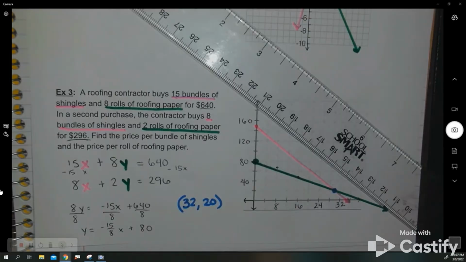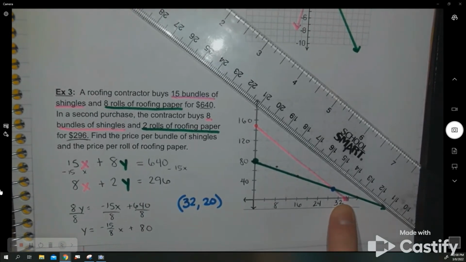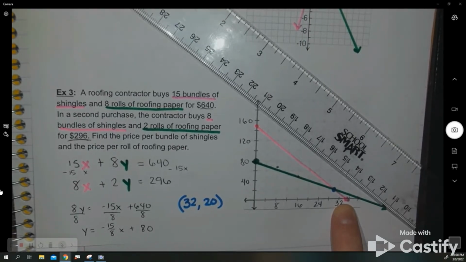So some of them we have to estimate, and then we can double check. If we plug in that point (32, 20), 15 times 32 is 480, plus 8 times 20 would give us a total of 640, so that worked out. And then we test again: 8 times 32 gives us 256, plus 2 times 20, which is 40, gives us 296 for that one. So the point (32, 20) would work. Our graph is just a little bit off because when I was estimating down here for my x-intercept, I was off just a little bit in terms of where it would line up.